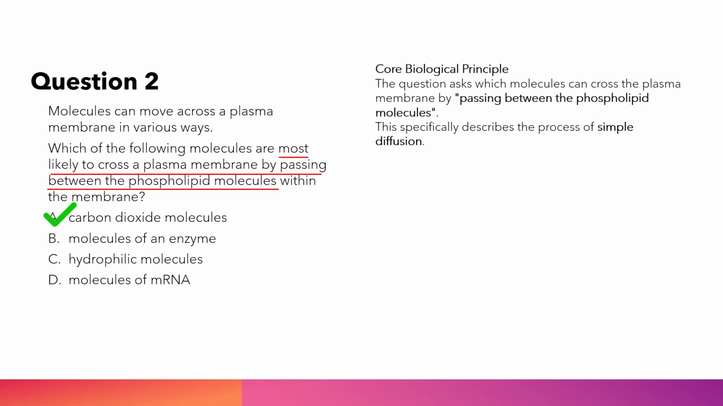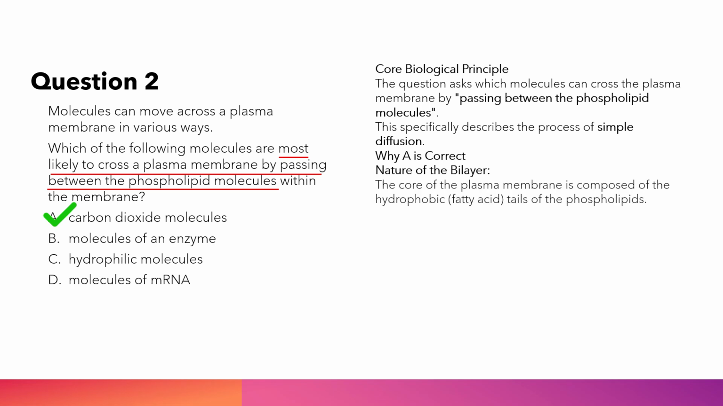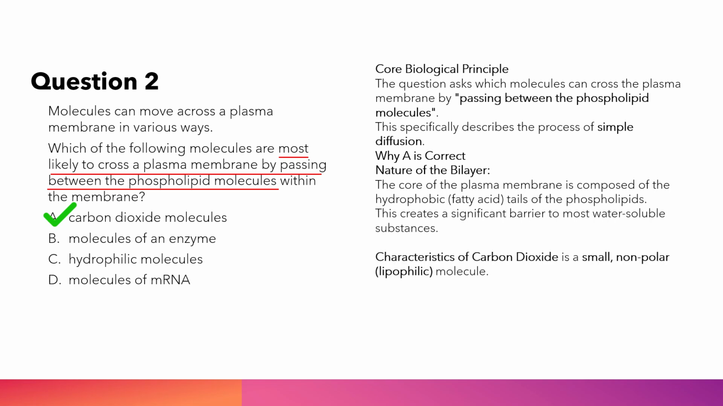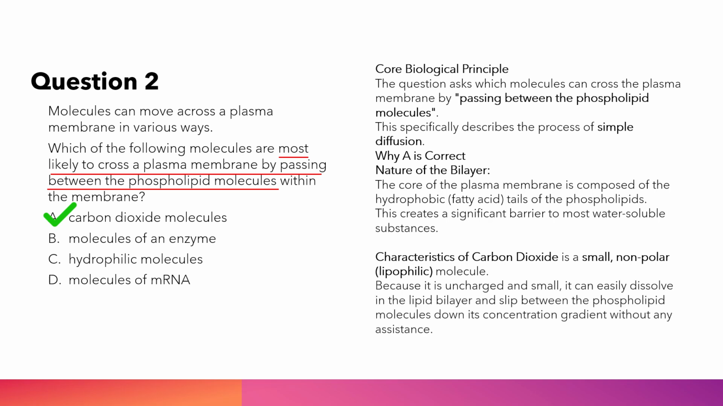The core of the plasma membrane is composed of the hydrophobic, fatty acid tails of the phospholipids. This creates a significant barrier to most water-soluble substances. Characteristics of carbon dioxide: it is a small, non-polar, lipophilic molecule. Because it is uncharged and small, it can easily dissolve in the lipid bilayer and slip between the phospholipid molecules down its concentration gradient without any assistance.